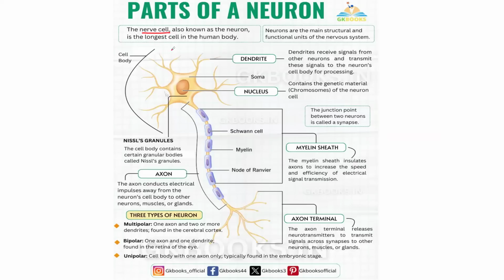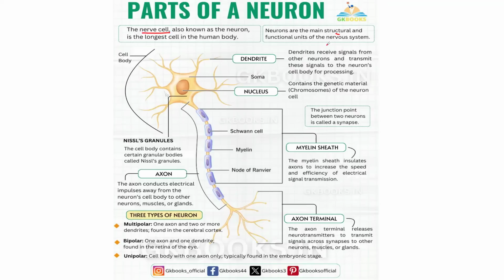And one thing that we should understand, the longest cells that are found in humans are the neurons. So the nerve cells are the longest cells found in humans. Then neurons are the main structure and the functional unit of the nervous system, as explained earlier. So neurons are what determine the structure and functions of each nervous system.